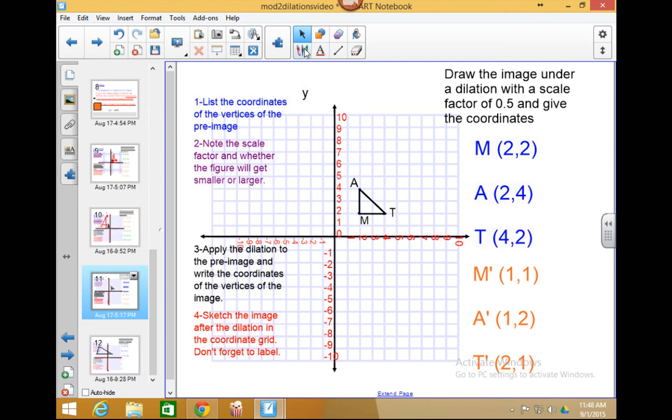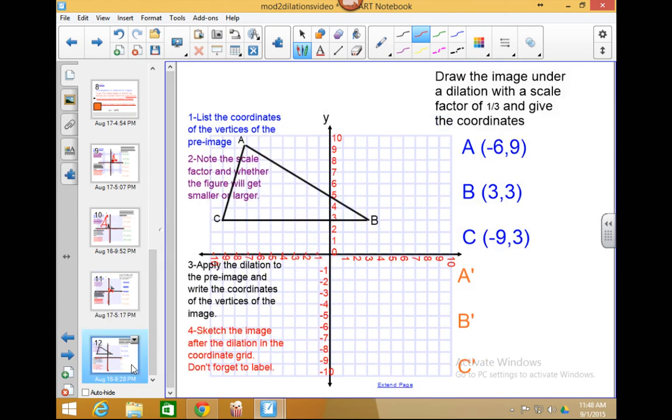Again, multiplying by 1/2 is just taking half of it. Number 4 says sketch the image. So I'm going to plot 1, 1, 1, 2, and 2, 1. My figure absolutely becomes smaller. I'm going to label M prime, A prime, and T prime. And there is my dilation. We're going to look at one more example.